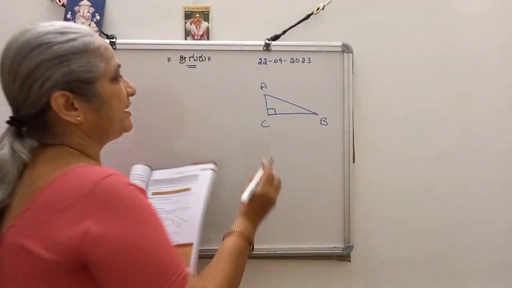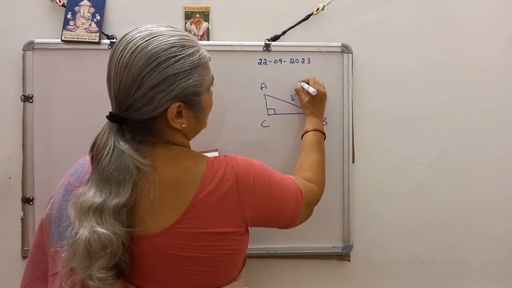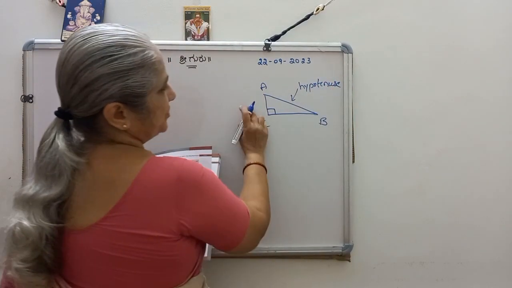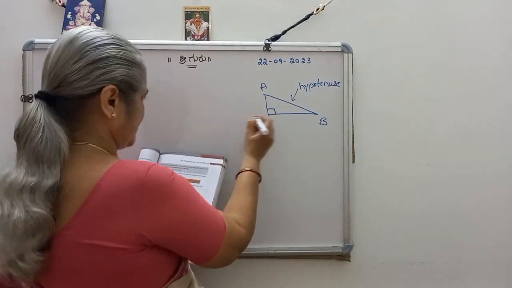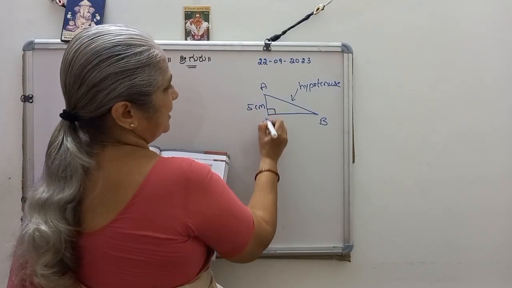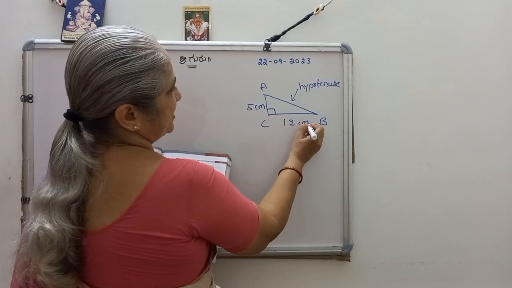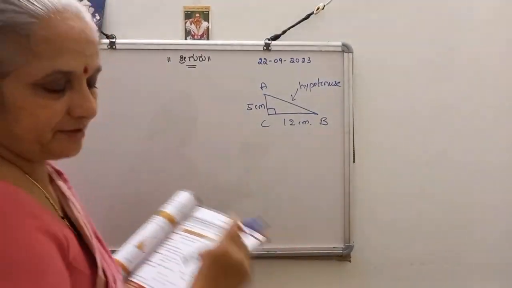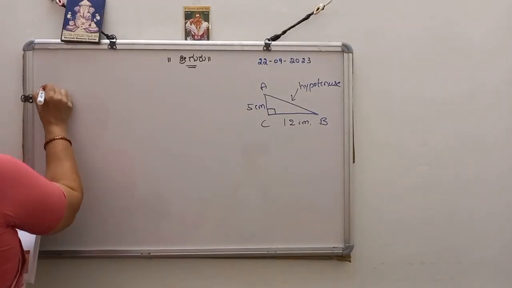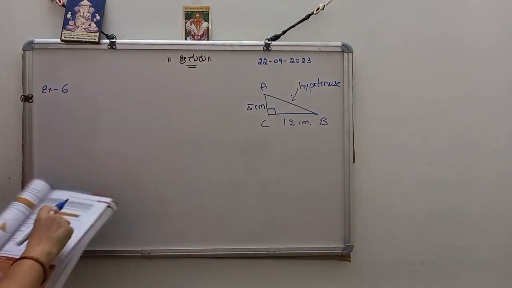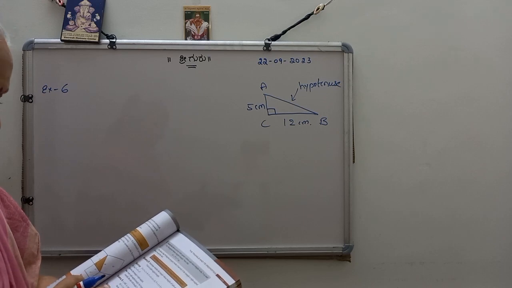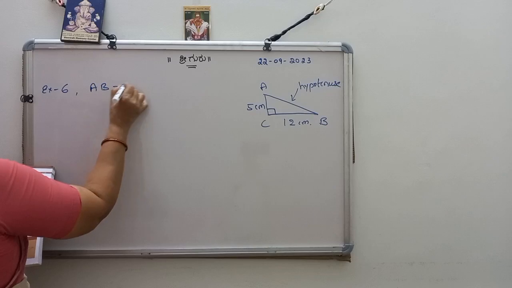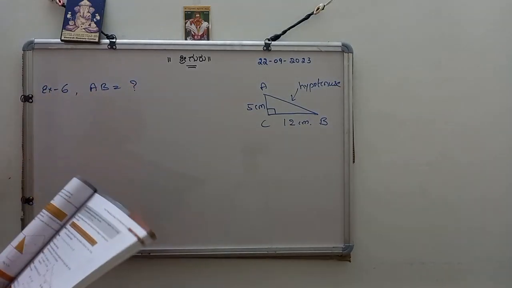Now, what is AB here? This is called the hypotenuse. And these two are called legs. AC is given as 5 cm and CB is given as 12 cm. Now, find the length of AB. This is Example 6 in the textbook, which is solved. Now, AB is equal to how much? What is the length of AB?